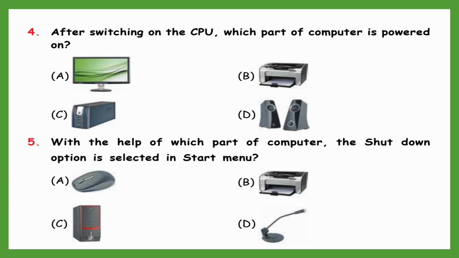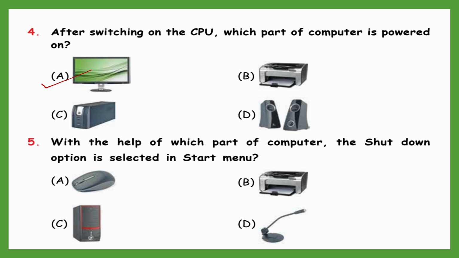After switching on the CPU, which part of computer is powered on? Option A monitor, option B printer, option C UPS, option D speaker. Which is the correct answer? Option A monitor. Monitor is switched on by pressing the power button available on it.